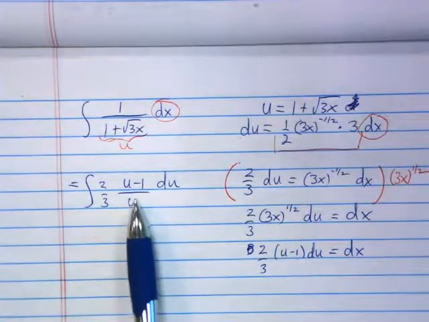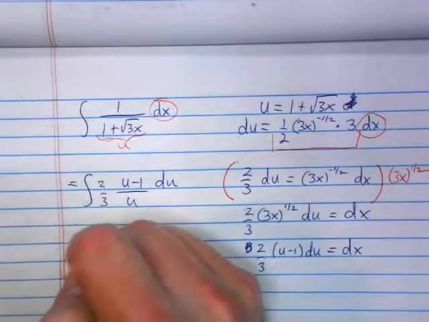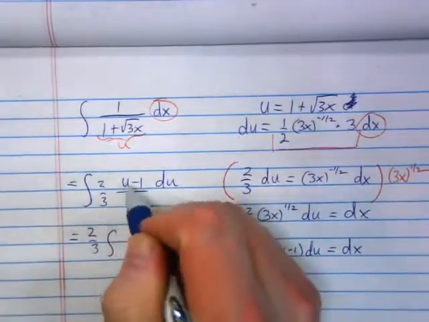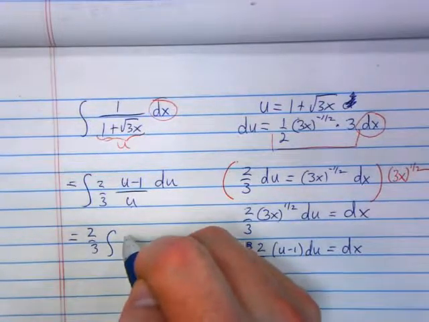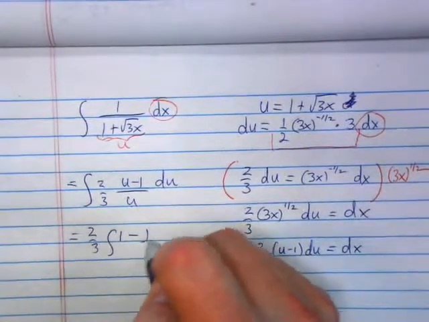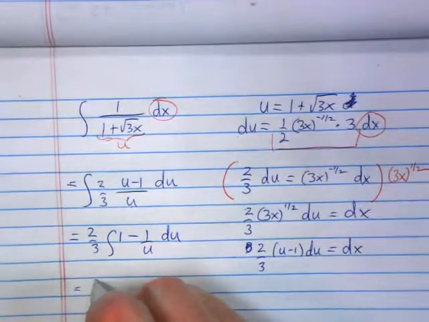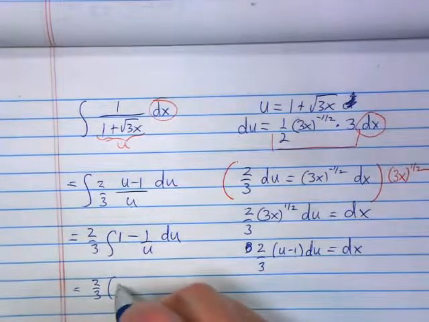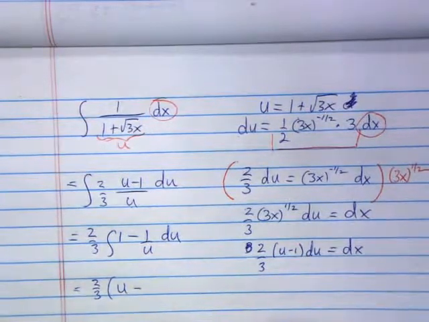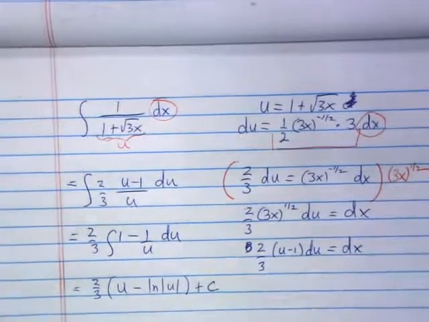Or I heard somebody say distribute. You could think of this as being u to the negative 1. Distribute it through. Exactly. 2/3 was u divided by u. Yeah, that wasn't a trick question. That's 1 minus 1 over u du. And now we have something we can integrate. That's 2/3 times u minus, what's the antiderivative of 1 over u? That's ln of the absolute value of u, plus c.